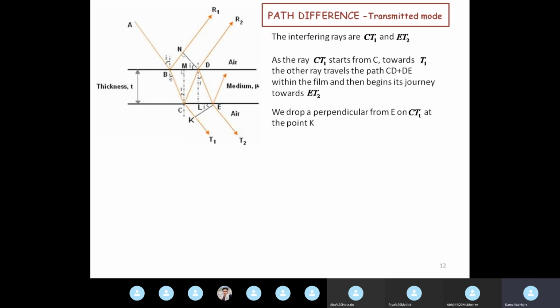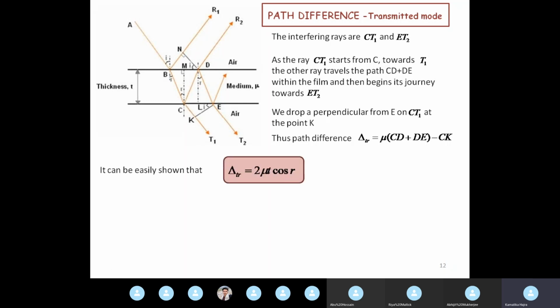So we drop a perpendicular from E on CT1 at the point K, and the path difference in the transmitted case is again the optical path, mu into CD plus DE, minus CK. Same argument as before. And it can be easily shown that the path difference in the case of transmitted rays is 2 mu t cos r.